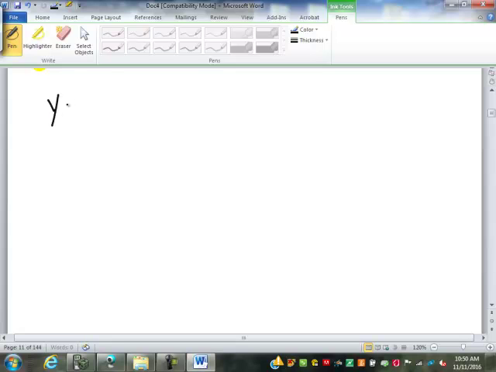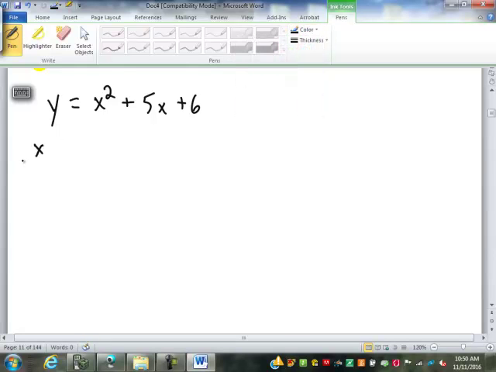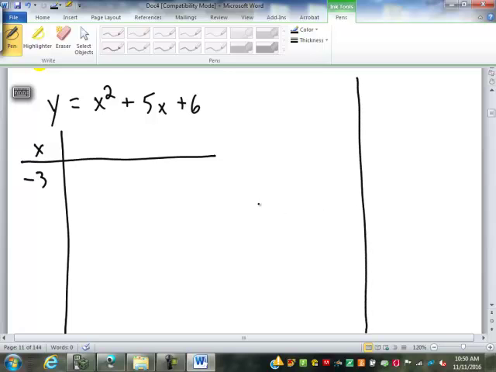So I'm going to graph one a little bit more complicated. Let's say I have y equals x squared plus 5x plus 6. So I'm going to use -3, -1, 0, and so on again. But I'm going to make sure I give myself plenty of room to calculate. So I'm not going to write them all in quite yet.